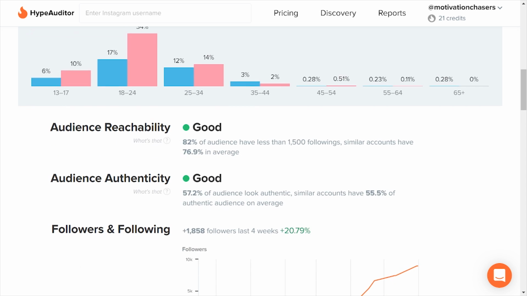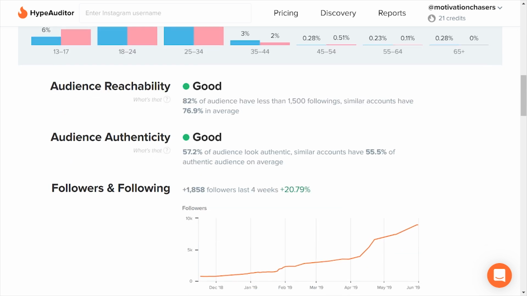Now, audience reachability, good. 82% of your audience have less than 1,500 followings, which means that you're able to actually reach them. So that's really good. Audience authenticity, 57.2% of audience look authentic. Similar accounts have 55%. So you've got a more authentic audience than similar accounts to yourself, which is pretty good.